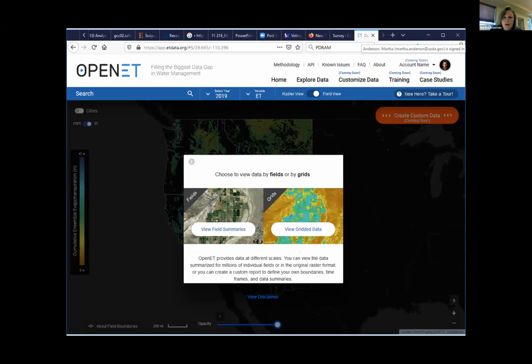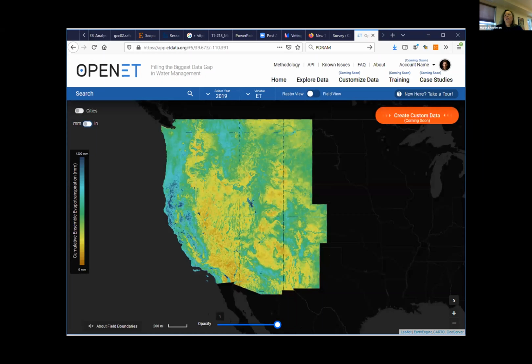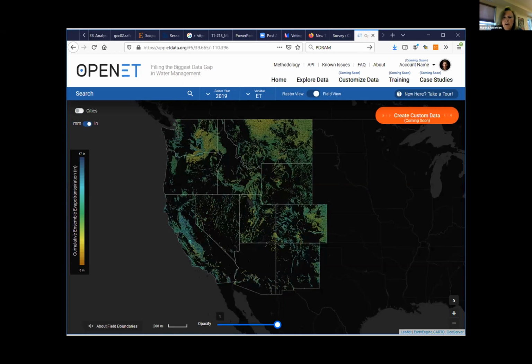This is a prototype of what it will look like. You get in there, you can choose the year, and you can look at the data either as gridded data or summarized within field polygons. This is a raster image, and you can view either a single model or an ensemble estimate out of multiple models. Currently, the coverage is only over the Western US, but if this is successful, we hope to expand the geographic coverage quickly. And here it is summarized into these field polygons.